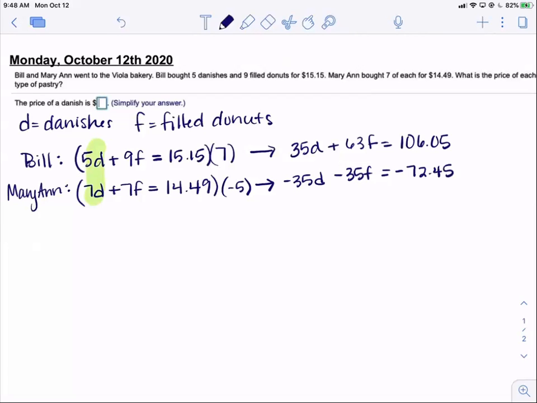Okay, once we do that, what's our next step? How about add? Add, so that way we can cross out. Okay, so we have 63 minus 35. So we get 28F equals, how about 33.60? And then how do we get F by itself? Divide by 28. And if we divide by 28, F equals 1.2.